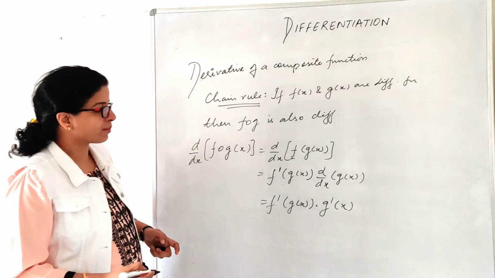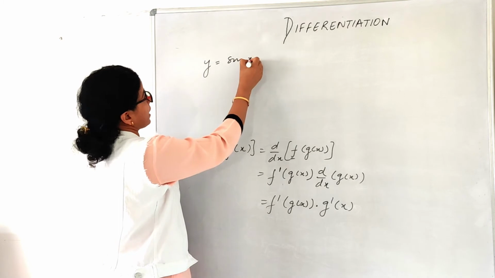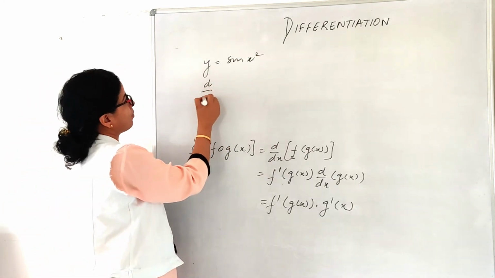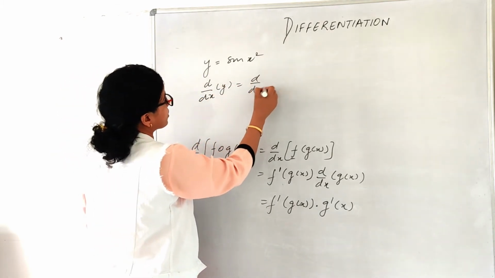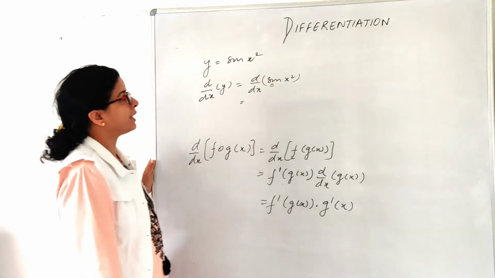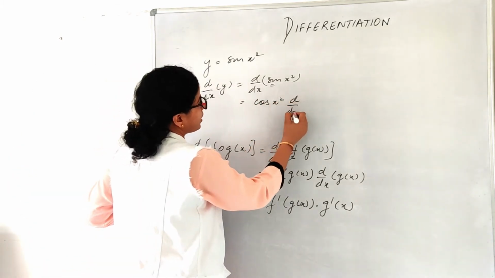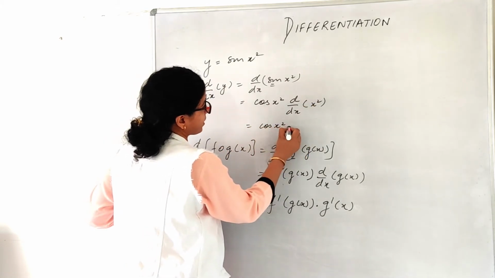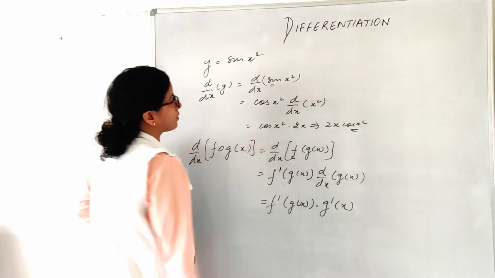Now let us take one example. It will clear the picture of the chain rule. So y is equal to sine x square is given to you and you have to find the derivative of this function. So d upon dx of y equals d upon dx of sine x square. First of all we will find the derivative of sine, which is cos x square, into d upon dx of x square, right? So cos x square into 2x. So what does it imply? 2x cos x square will be the derivative of this function.